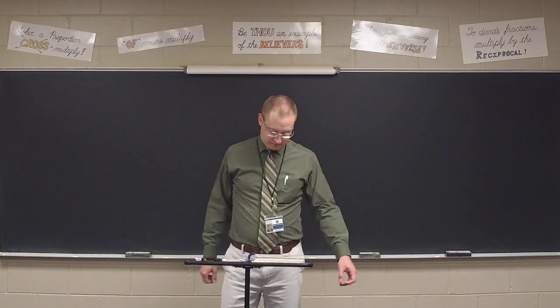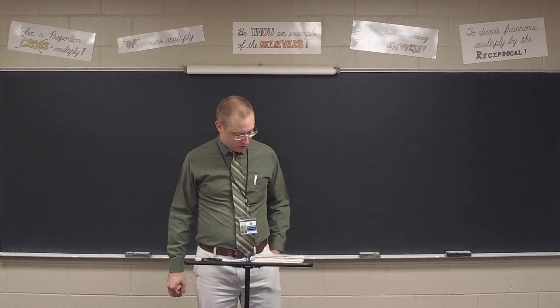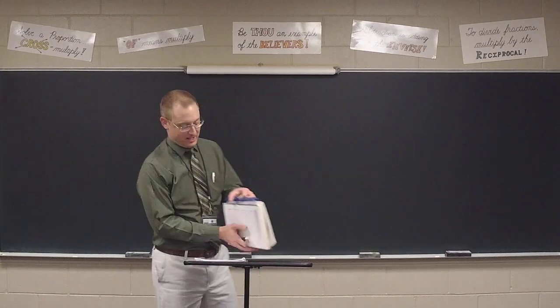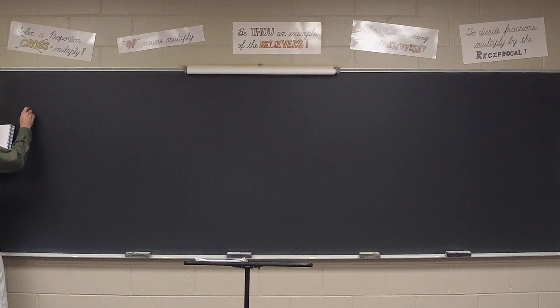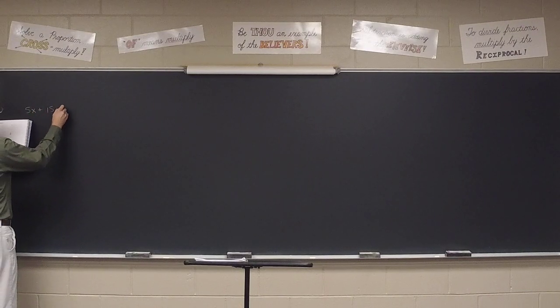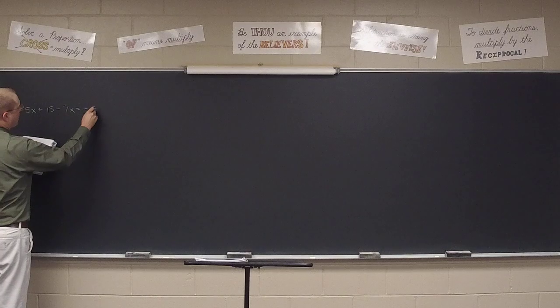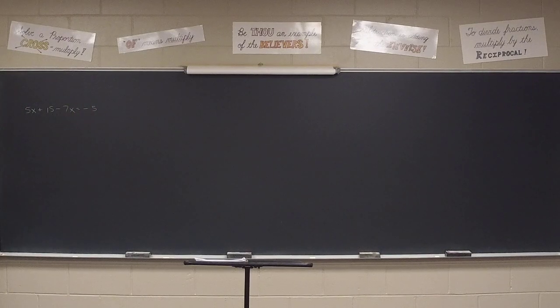Number 1. What do we need to do to solve this equation, Lana? Distribute. To get? 5x plus 15 minus 7x equals negative 5. Then what do we need to do, Adam? Just look at the chalkboard, Adam. What do we need to do next? Solve the problem. Yeah, by doing what, Adam?